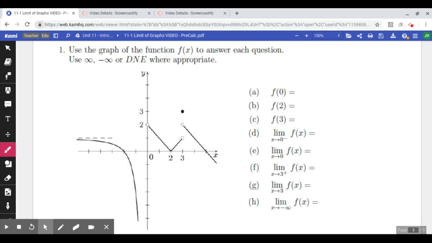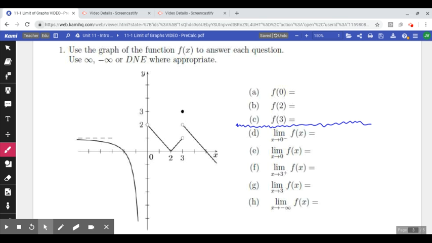In example one, we're going to use the graph of the function f of x, which is on the right-hand side, to answer each question, a through h. We'll use infinity, negative infinity, or even does not exist where appropriate. Now, if we look at parts A, B, and C, there's no limit notation. So A, B, and C are just function evaluation.